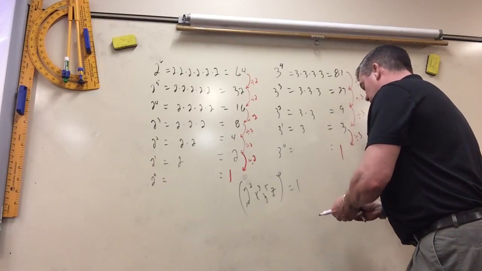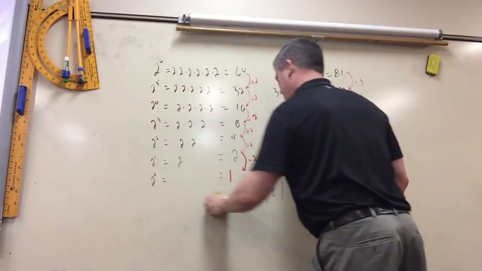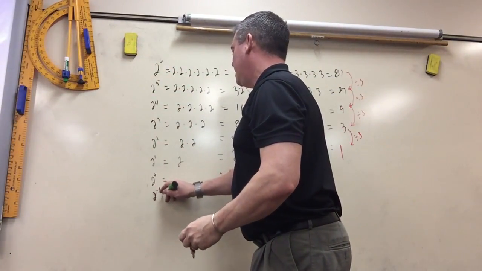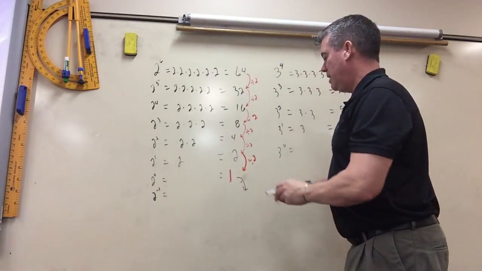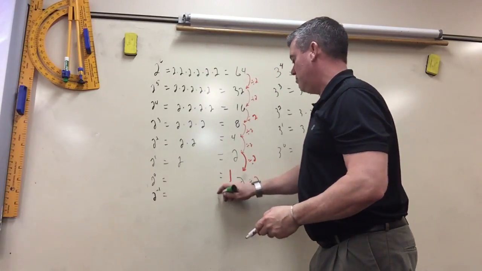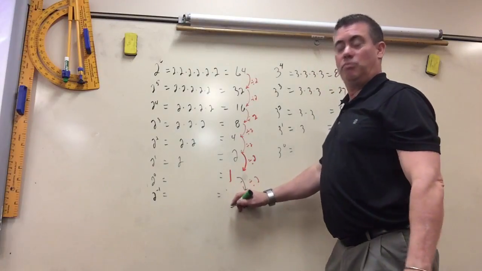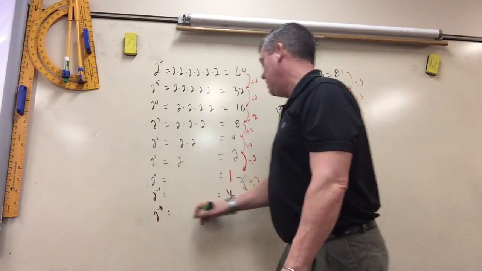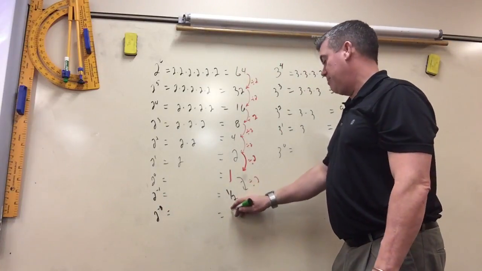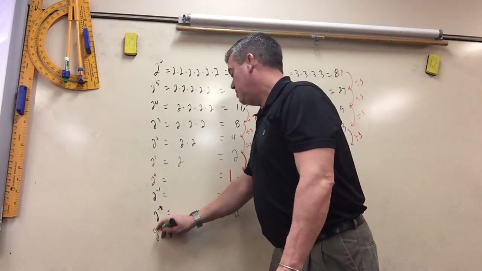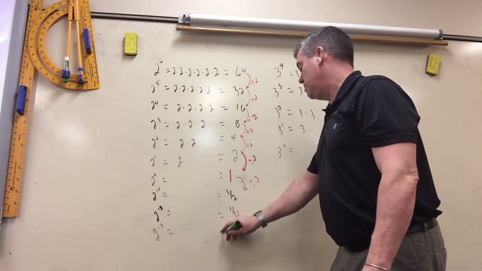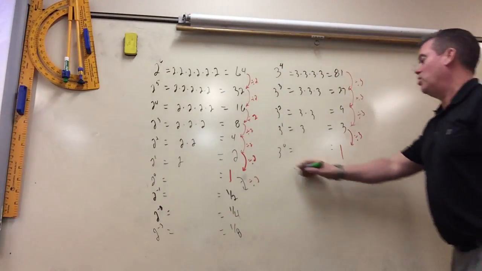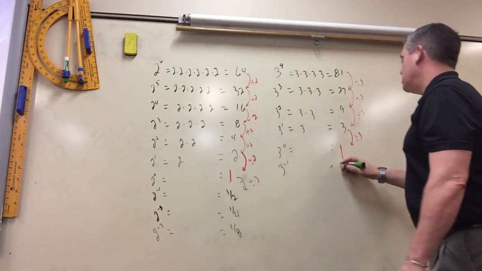Now, that pattern continues with negative exponents. 2 to the negative 1st, if we take 1 and divide by 2, what do you get? 1/2. 2 to the negative 2nd is 1/2 divided by 2, which is 1/4. 2 to the negative 3rd is 1/8. Right. So 3 to the negative 1st is 1/3.